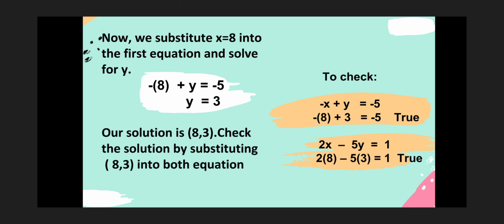Di ba? Yung first equation natin na negative x plus y equals negative 5. So, negative times 8 plus 3 equals negative 5. So, true. And the second equation, 2x minus 5y equals 1. And then ilagay natin yung value ng x. 2 times 8 equals 16 minus 5 times 3 equals 15. So 16 minus 15 equals 1. So true.